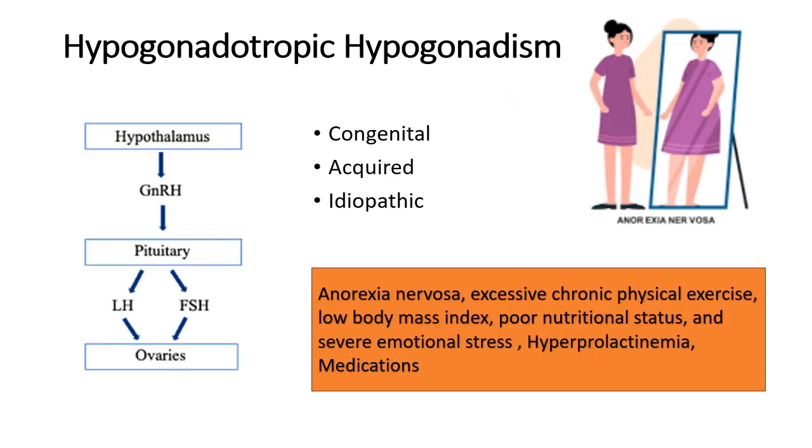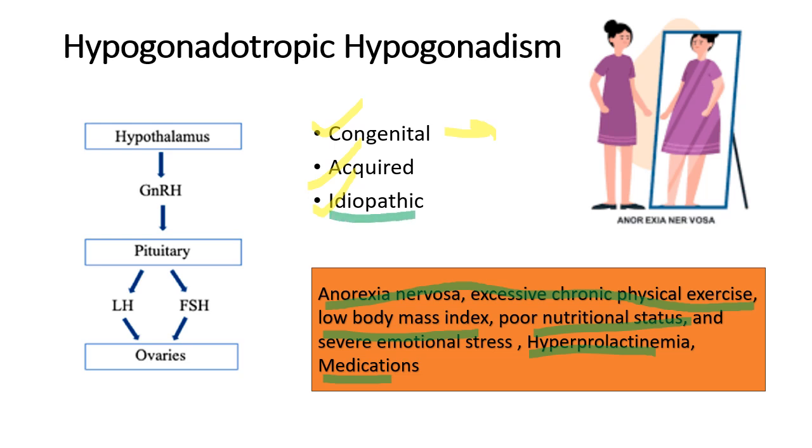The causes of hypogonadotropic hypogonadism can be congenital, acquired, or idiopathic. Congenital, for example, Kallmann disease. Acquired causes include anorexia nervosa, excessive chronic physical exercise, low BMI, poor nutrition, and hyperprolactinemia, which also decreases GnRH. Medication can also cause it. And idiopathic is when the cause is not identified.